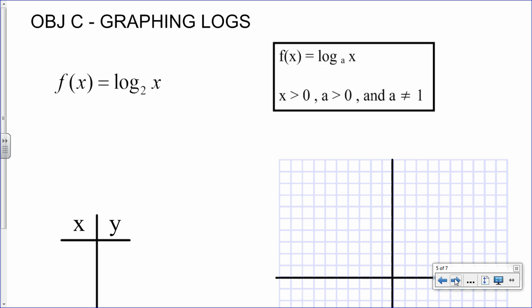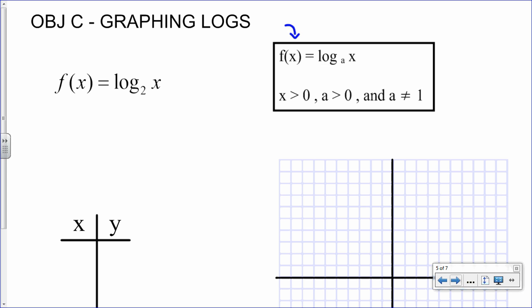Okay, so if we're graphing log functions, so if we're graphing f of x equals log base a of x, first of all, you can't take the log of a negative or 0, so that's why it says greater than 0. So all your values of x have to be greater than 0. Your base is also greater than 0 and not equal to 1. So just in general, that's some info about log functions.